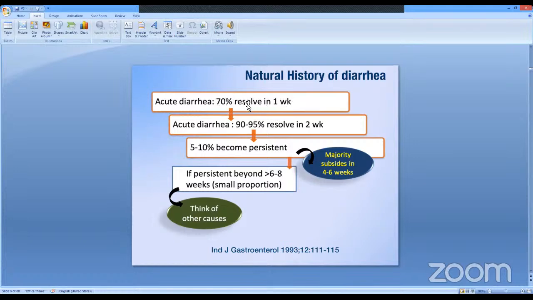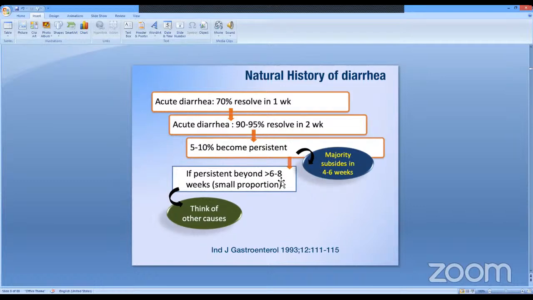In acute diarrhea, 70% resolve in 1 week, and we are handling most of them in our clinics and in wards and chambers. Acute diarrhea, 90 to 95% resolve in 2 weeks. So majority in 1 week and 90 to 95% in 2 weeks. Then 5 to 10% will become persistent. And in persistent diarrhea, majority subsides in 4 to 6 weeks. And very few will persist more than 6 to 8 weeks.